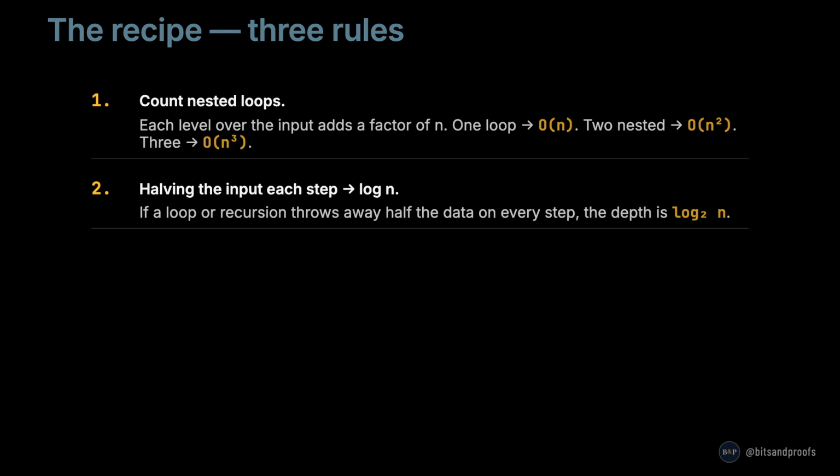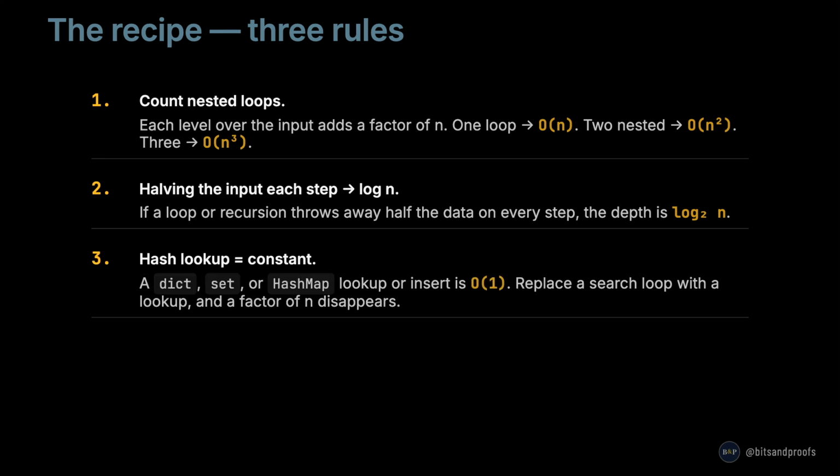Rule 2, if a loop or a recursion throws away half the input on every step, the depth is log base 2 of n. Halving is a log. This is the single most important shortcut. Whenever you see something dividing by 2 or splitting in half, suspect a logarithm.